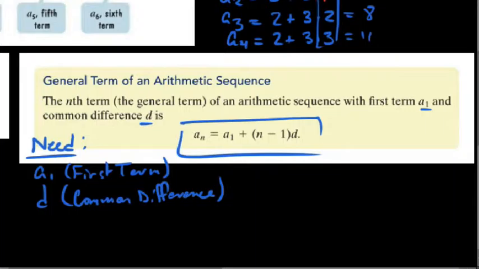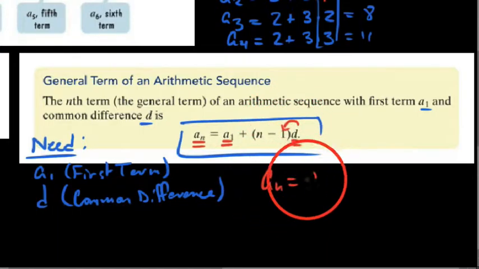Let's take a look at how we could use this rule. But one thing before we start using it, let's point this out. Our output, what we usually used to call y values, but in this case is our a sub n, is equal to starting at the first term plus what we're changing by every time times n minus 1.